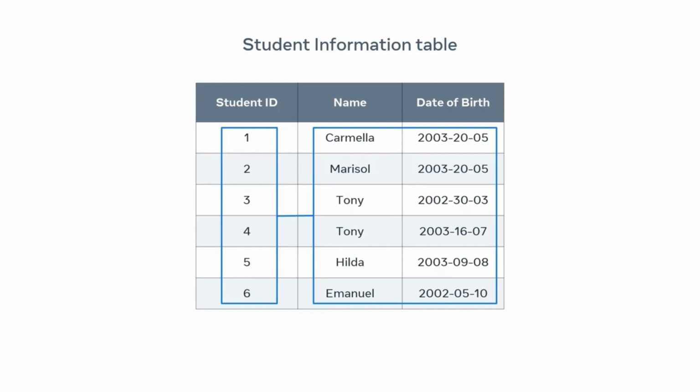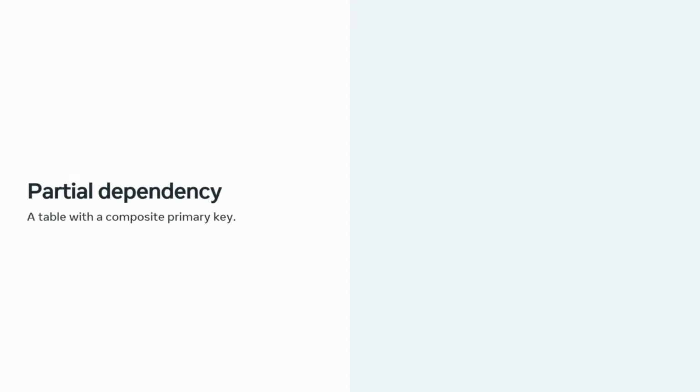It's the only column that can be used to return specific data. Now that you've explored the concept of functional dependency, let's look at partial dependency. Partial dependency refers to tables with a composite primary key. This is a key that consists of a combination of two or more columns.